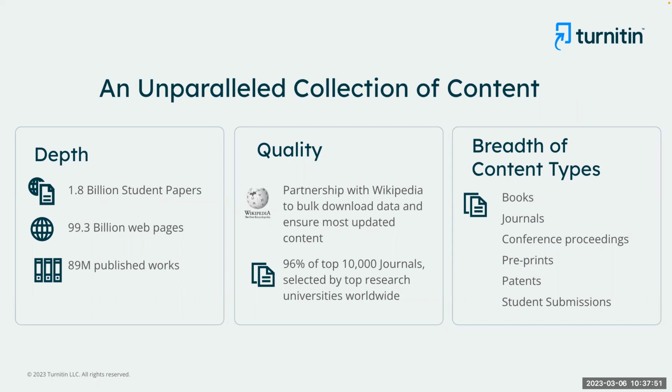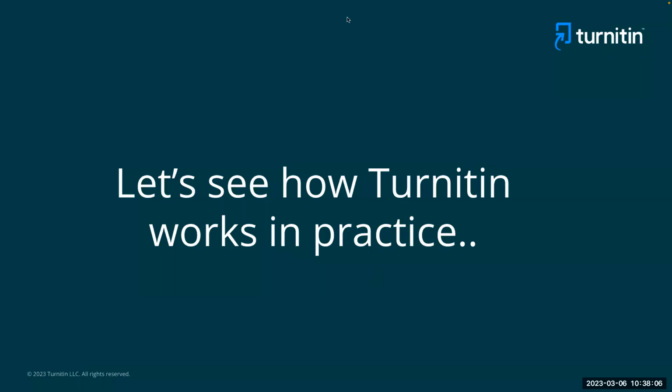And we also have 69% of the top 10,000 journals, which have been selected by top research universities worldwide. In terms of the breadth of our content types, we've got books, journals, conference proceedings, preprints, patents, and student submissions. So that's just in regards to the database, but now we can switch into the product.